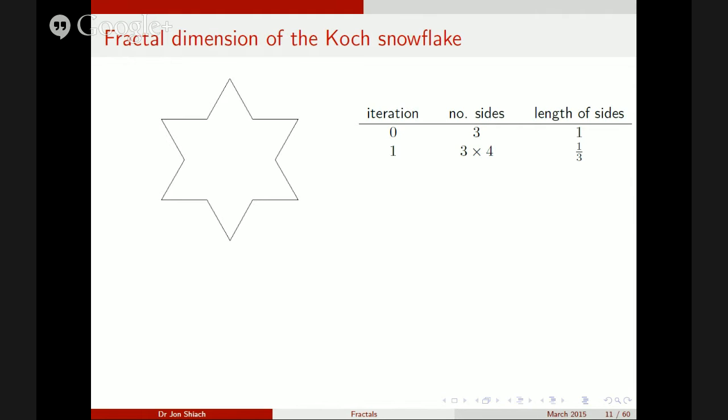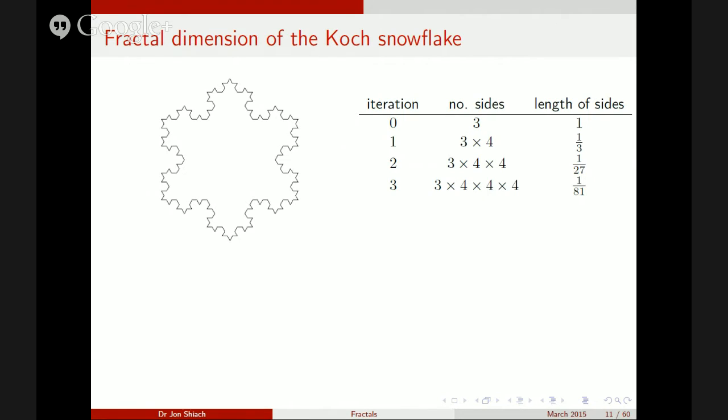Iteration 2, now I've got 12 sides. Each of those 12 sides is going to be replaced by 4 lines. So the number of sides I have now is 3 times 4 times 4, which is 36. Yeah, no, 48. So now I've got 48 sides, and each side is length 1/27. Iteration 3, you simply multiply the number of sides by 4 again, and divide the length of the sides by 3. And so we start to see a pattern.